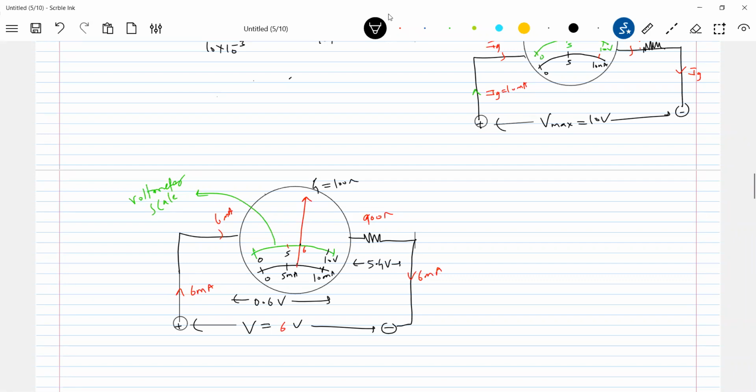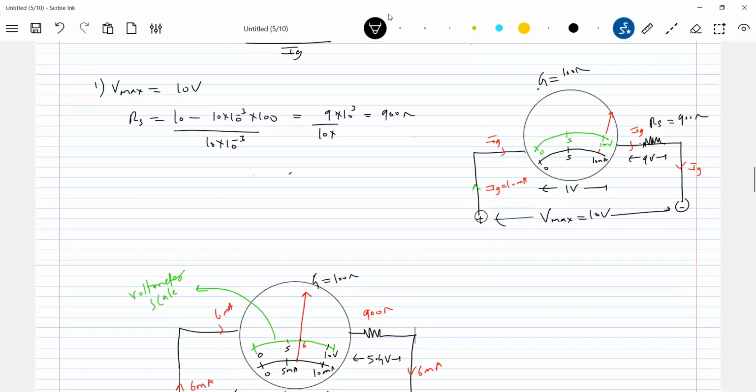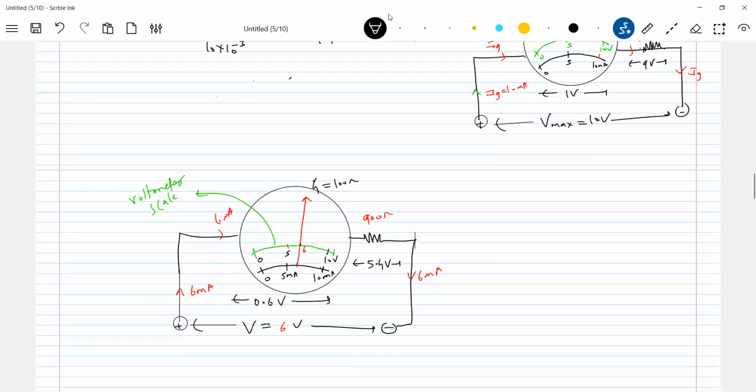When you apply 6 volt, 0.6 will drop. The remaining 5.4 volt will drop here. If you apply 10 volt, 1 volt will drop here and the 9 volt will be here. This will be the potential. Is it safe? Is the galvanometer safe? Yes, no problem. So I'm not going to damage it by applying large voltage. The galvanometer is not being damaged, and we are also using it to measure the higher voltages.